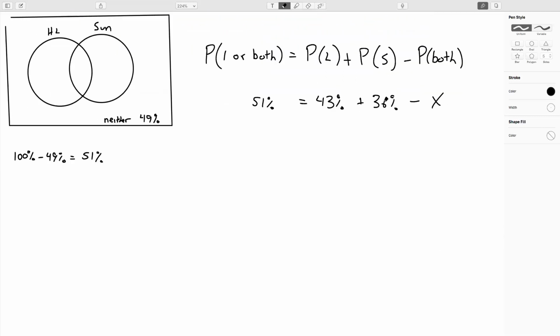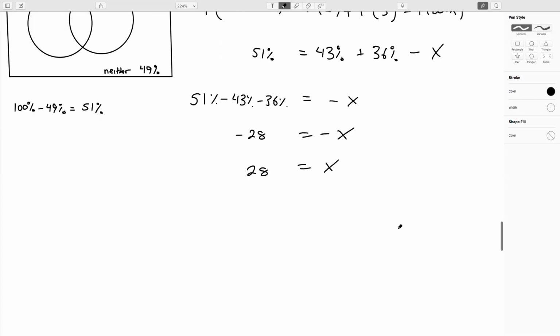Move 43 and 36 to the other side. 51% minus 43% minus 36% equals negative X. That means negative 28 equals negative X, or 28 equals X, which tells me that the probability of having both equals 28%.